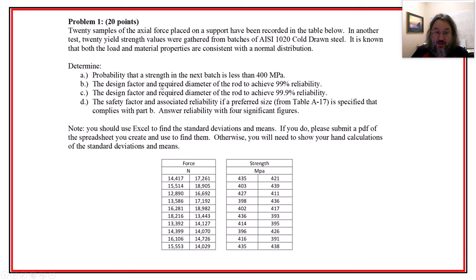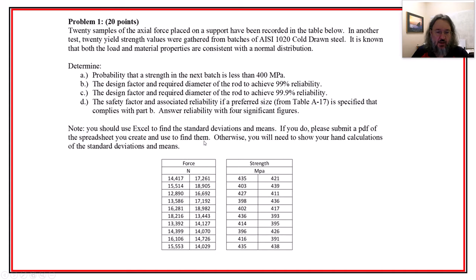We want to find the design factor and required diameter of the rod to achieve 99% reliability. And then we want to do the same, but now with 99.9% reliability. Now we want to go backwards in part D, using that safety factor, and find the safety factor and associated reliability. If we use the preferred size from answer B, we're going to get some odd number, and now we want to pick the next size up. So now we want to find what the safety factor is based on that actual design, and we want to answer the reliability with 4 sig figs.